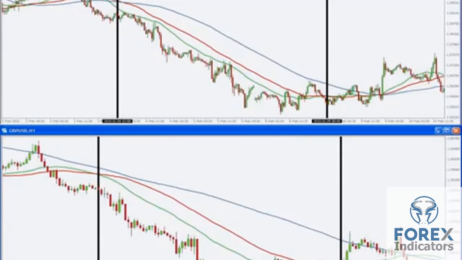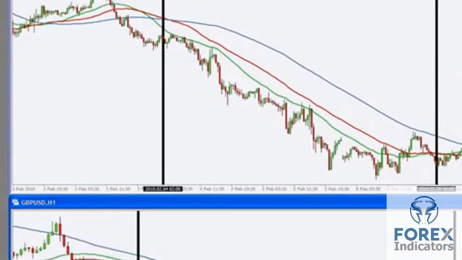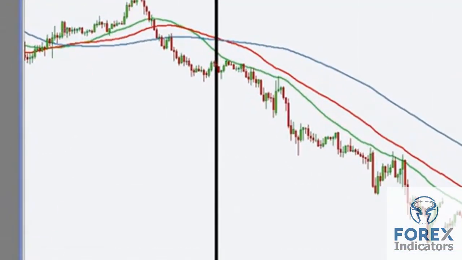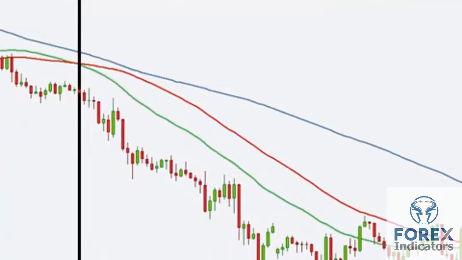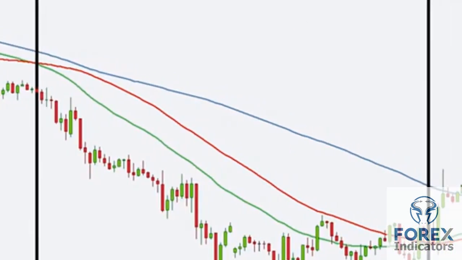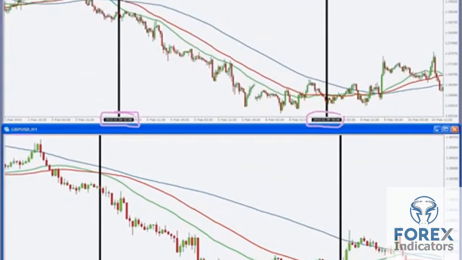Alright, we are now looking into 2 different charts related to the sterling pound against the American dollar. Sterling pound against the American dollar up there, and the sterling pound against the American dollar down here. Both charts also relate to the same period of time, beginning from the 4th of February 2010 all the way to the 9th of February 2010. So basically it's exactly the same chart. The only difference is that this is the 30 minutes time frame and this is the 1 hour time frame, right?